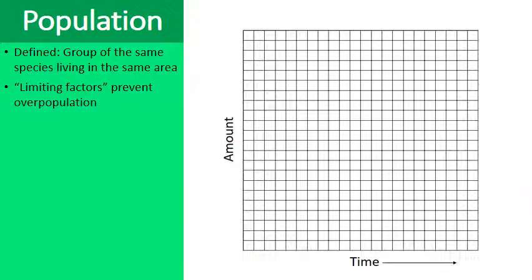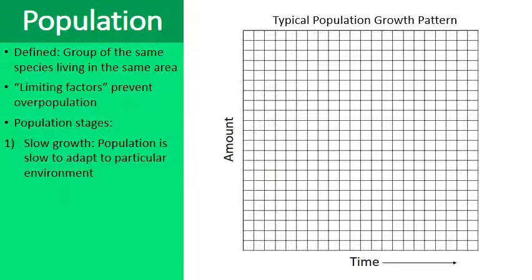And when we start to graph a population, we notice that populations tend to go through stages. So here's a graph of a typical population growth pattern, and we can actually break it down into 3 stages. What we notice first is a slow growth period. The population is growing slowly as it's adapting to its particular environment. Over time, if I plot these points here, you can see the plot points are going up a little bit, but it's a very slow growth.